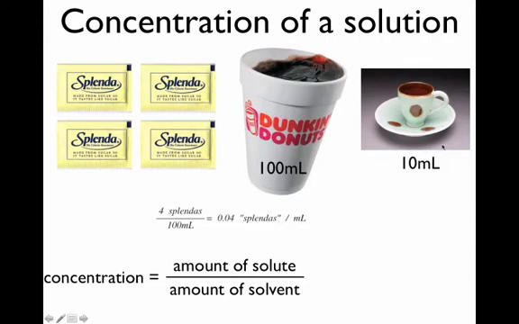You can do the same thing for the espresso cup too. But here it's 4 Splendas dissolved in 10 milliliters instead of 100 milliliters. Because it's 4 divided by 10, 4 divided by 10 is actually 0.4. So you would say that the concentration of Splenda in this espresso cup is 0.4 Splendas for every 1 milliliter of coffee over here. And if you look, 0.4 is larger than 0.04. What that means is the concentration of Splenda in this container is larger or higher than the concentration of Splenda in this container. And so that is basically the essence of what concentration is. It's how much stuff is dissolved divided by how much stuff is doing the dissolving.